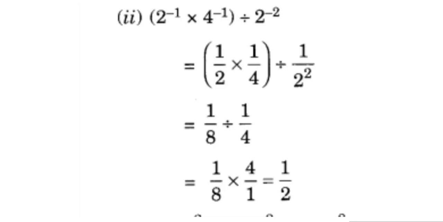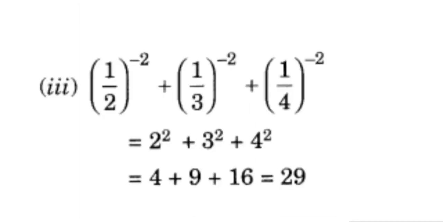Now see question number 2. 2 raised to minus 1 into 4 raised to minus 1 bracket close divide by 2 raised to minus 2. So this 2 raised to minus 1 we can write 1 upon 2 into 1 upon 4 divide by 1 upon 2 square. So 1 upon 2 into 1 upon 4 will come 1 upon 8 divide by 1 upon 4. Now 1 upon 8 and 1 upon 4, we will write the reciprocal. So divide sign also will change. Here multiply will come. So 1 upon 8 into 4 upon 1, and 4 ones are 4, 4 twos are 8. We can cut it. So answer is 1 upon 2.